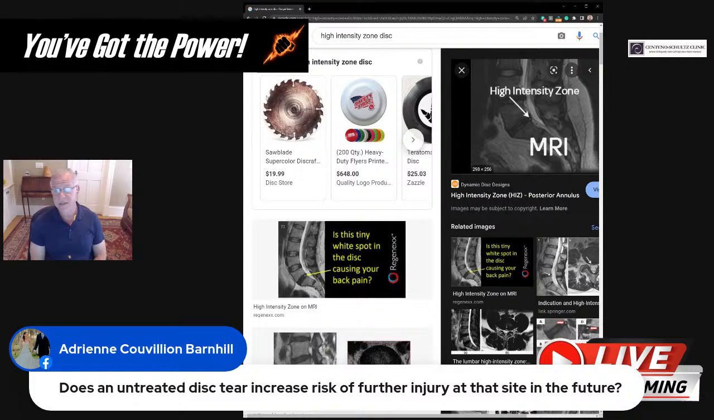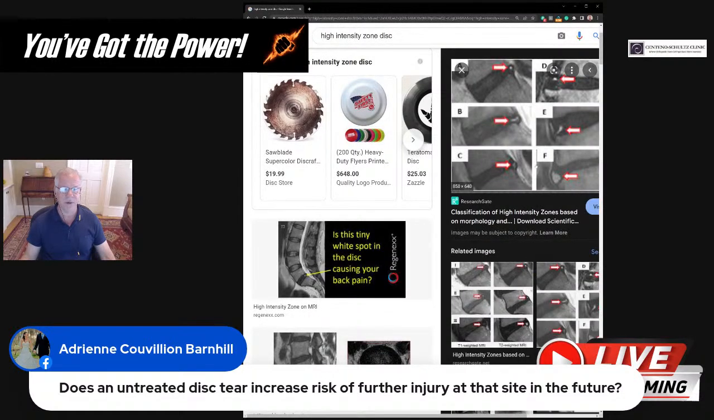Now, it doesn't mean that disc tear needs to be treated, because an awful lot of people have zero pain and zero problems that are walking around with torn discs. So we've got to be very, very careful about that. Here's a bunch of different torn discs in this one here. And it's these white spots in the back of the disc on the MRI.